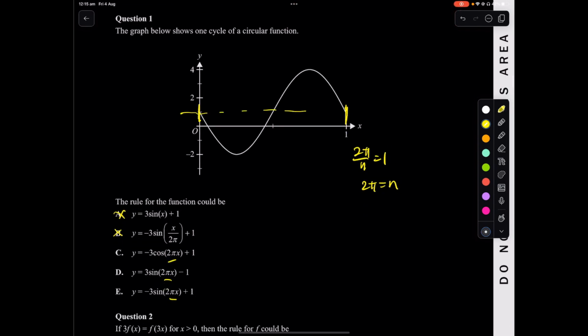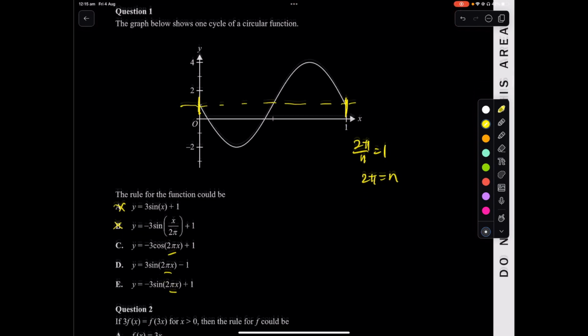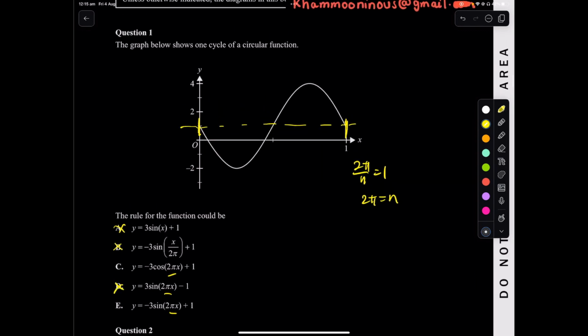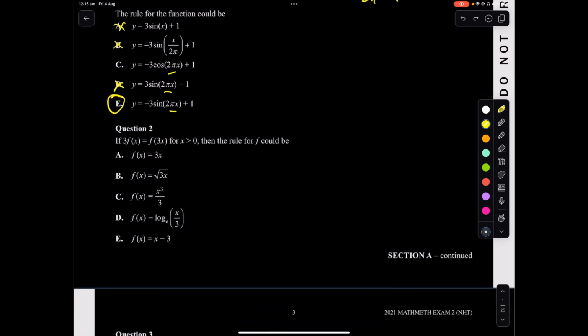Well, there's a translation of 1 unit up. So this one is wrong. So it's going to be y, it has to be e. Because if it was sine, sine will look like this, and it's just reflected, perfect. Cos, on the other hand, will look like this, and if it was reflected, it would look like this, which is not how it looks over here. So yeah, easy answer.